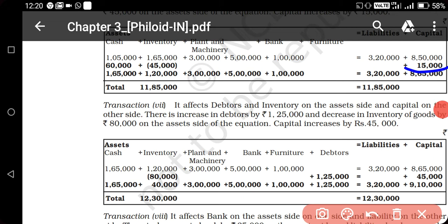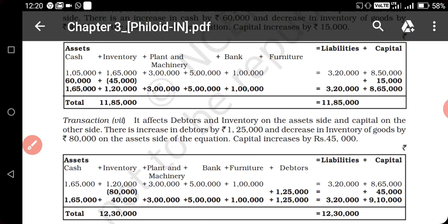And after the transaction, we will do the total and both side total will become equal, 11,85,000 and 11,85,000. Again I am indicating cash balance is 2,45,000. Inventory, earlier we had 1,65,000, now 45,000 goods we have sold, so balance is 1,20,000. Plant and machinery same, 5 lakh is same and next is same. So this way you will calculate the balance.